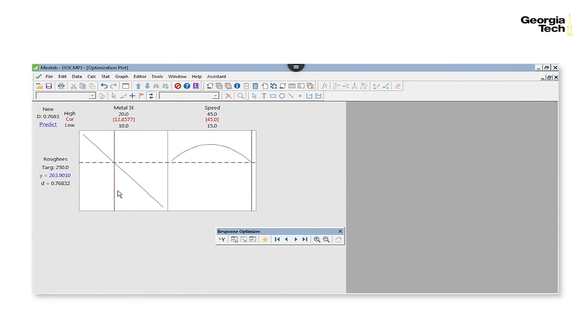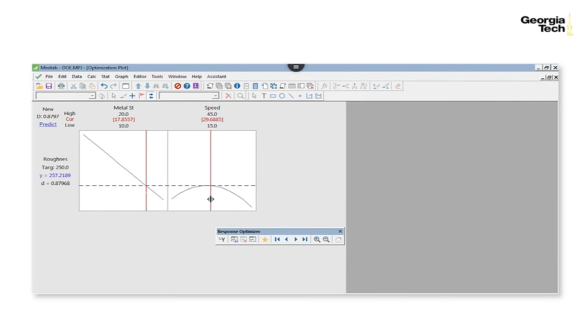As you can see, if I change metal strength, then I can see how Y would change. That is being done by the regression model that we saw in the session. You can see if I change it to here, it's going to be 238. Or I can change the speed. So the middle speed actually is giving us a higher roughness.